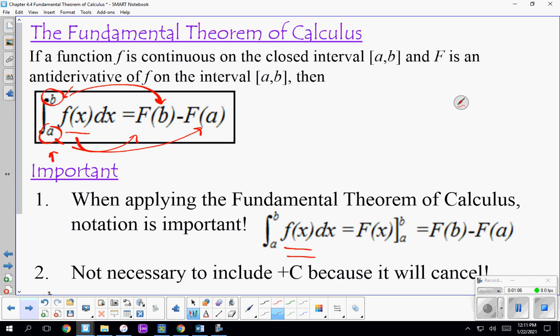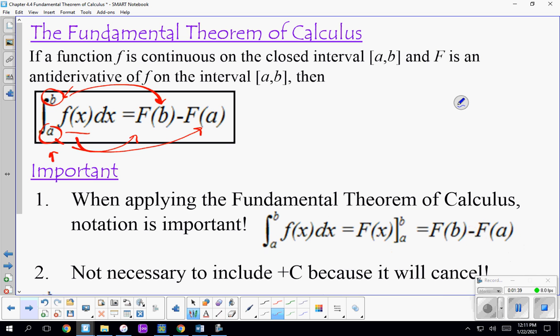When we integrate a function, we draw this line and we put b to a. This piece has to be here, and it means we plug in b first, then plug in a, and then we subtract. There's no reason to put the plus c anymore because it's going to cancel. If we had a plus c, this would be f of b plus c minus f of a plus c, and the c subtracts with the c here and cancels out.